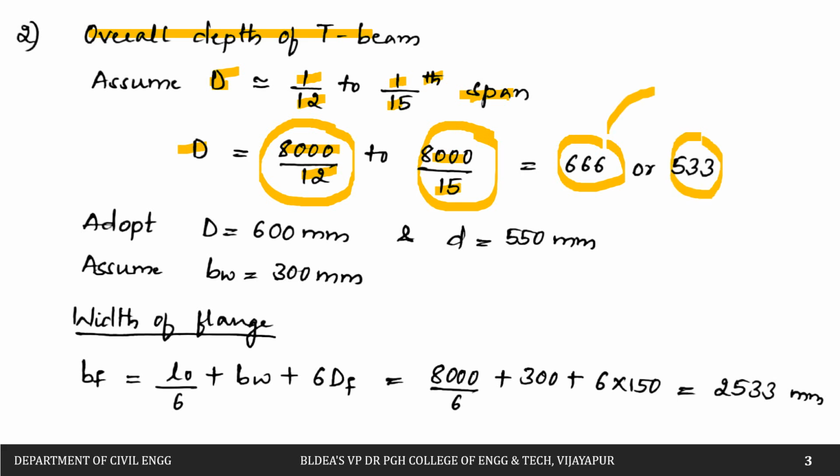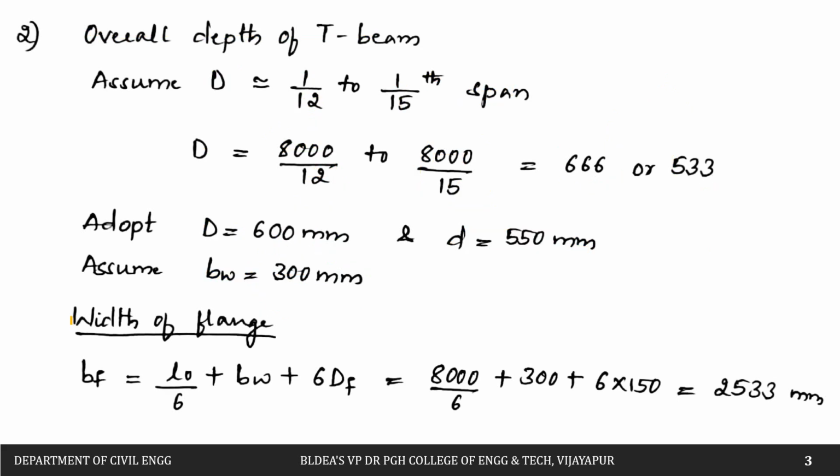Somewhere in between these two, we can assume one value, that is we'll assume overall depth equal to 600 mm. Then, if you take effective cover as 50 mm, effective depth will be 550 mm. Next, we can assume the width of the web, which is taken approximately 1/2 to 1/3 of the depth of the beam. Therefore we can assume the web width bw equal to 300 mm.